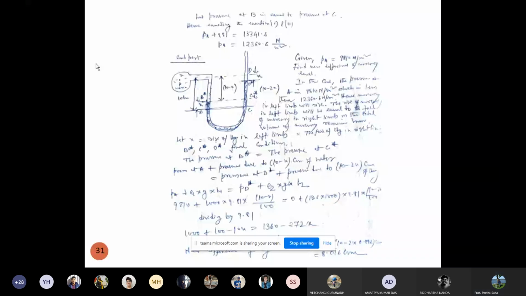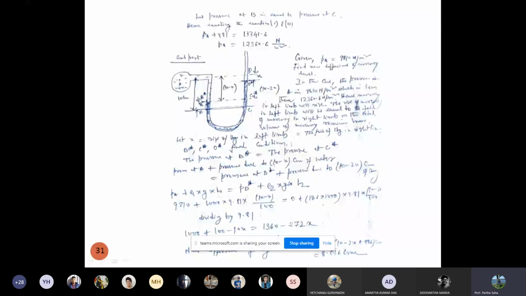We have considered that the rise in the left limb is x. So this height will now become 10 minus x. Similarly, the liquid in the right limb is going to dip by x distance. So this will be my new datum. Now it has risen x in the left and fallen x in the right limb. So this height will now become 10 minus 2x, because x dip, x rise. Initially it was 10, now it will become 10 minus 2x, and this will become 10 minus x. So a similar expression, only now you have to derive it in terms of x.